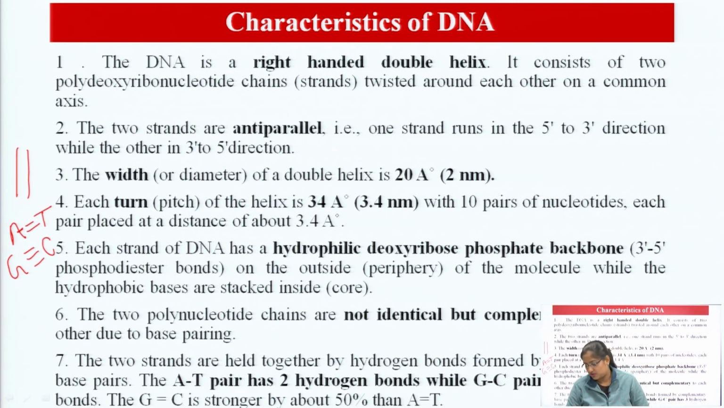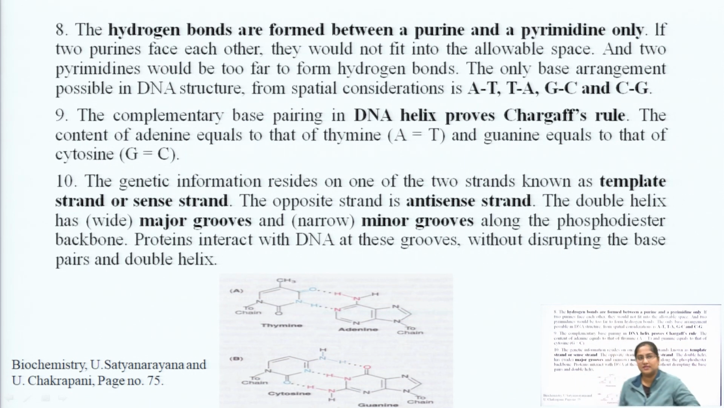We will see the structure later on. See, you can see the structure here. This is adenine, this is thymine, there is a presence of double bond here, one and second, whereas here we have guanine and cytosine, there is a presence of triple bond.